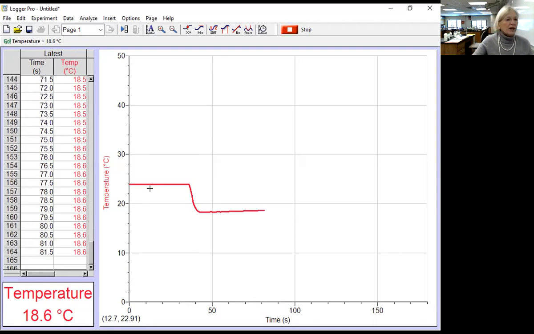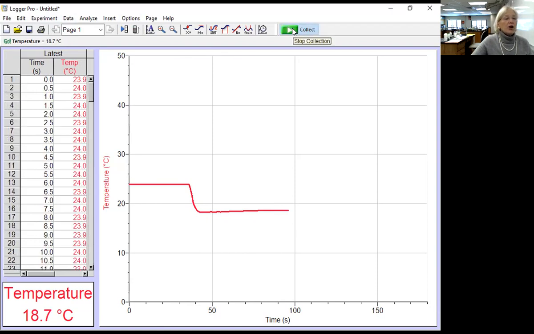What I'm interested in here is the initial temperature of the water before the salt was added, the KCl, and this lowest temperature. So I am going to stop the data collection, and I will come back and talk to you about these two numbers. One of the numbers is right here up on the top. At 0 or 0.5 seconds, we're going to call this 24.0 for our initial temperature.